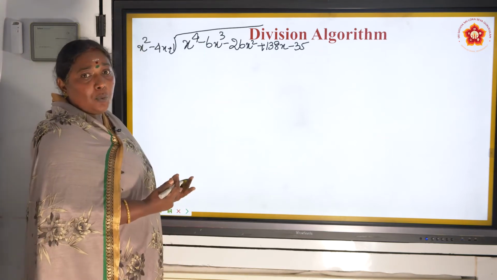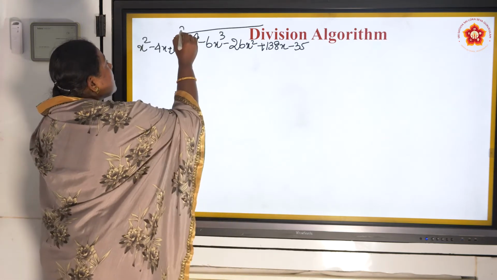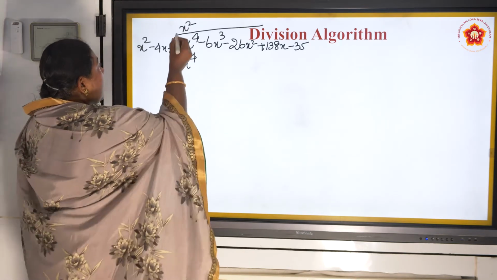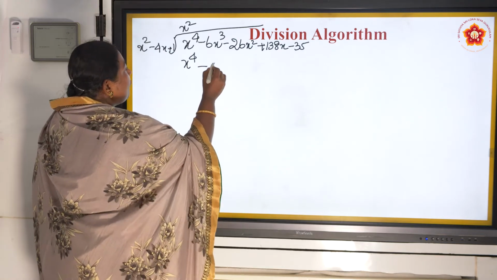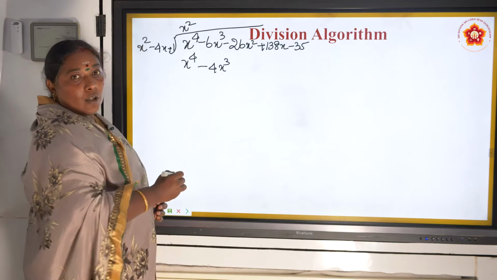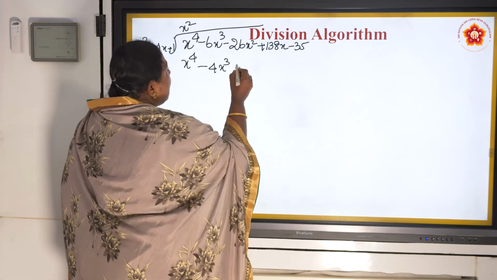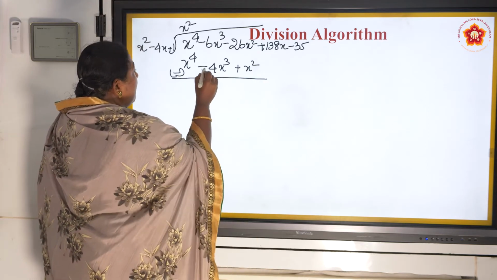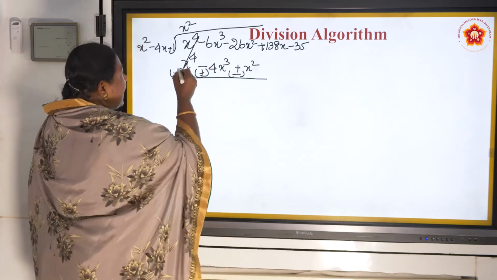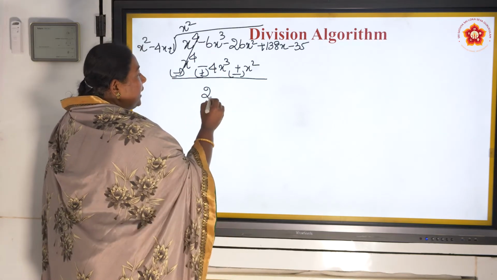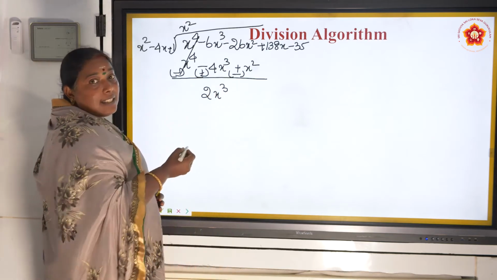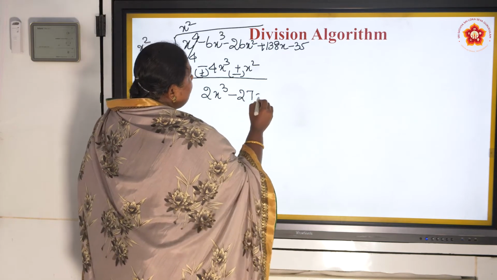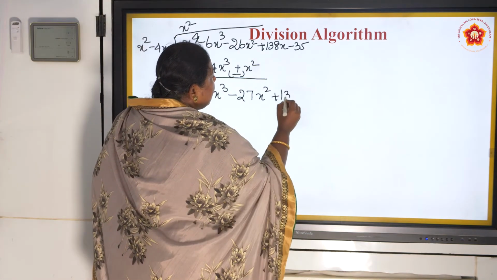So multiplying, what will you get? x power 4. Here x square into x square gives x power 4. Next, x square into minus 4 gives minus 4x cube. Next one, plus x square. Now change the symbol: minus, plus, minus. So it gets cancelled. Minus 6 plus 4, you will get 2x cube, minus 26 minus 1, you will get minus 27x square, plus 138x.